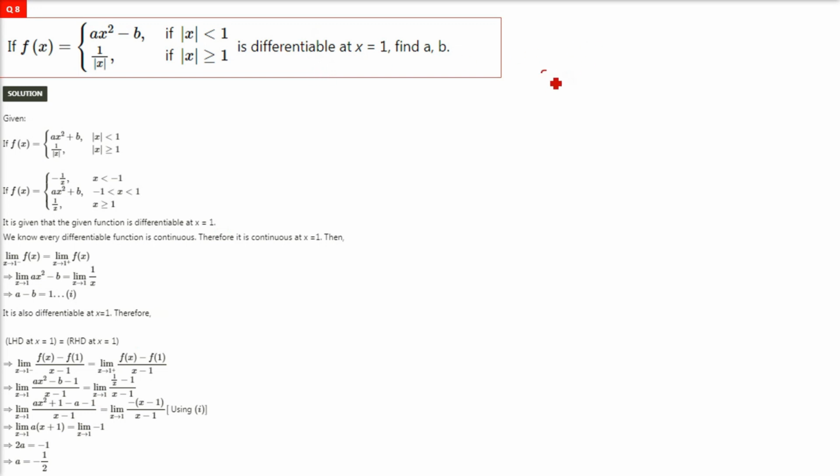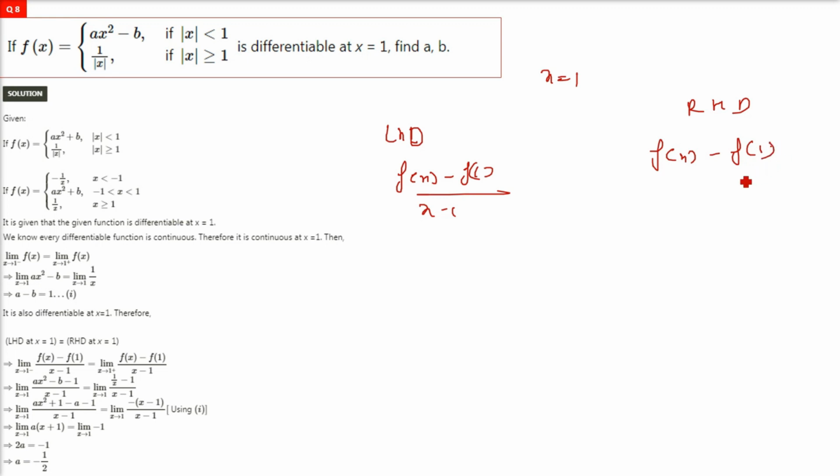Now coming to the differentiability, we have just checked for the continuity. Let us check for the differentiability. So we will try to find out the left hand derivative and the right hand derivative. f of x minus f of 1 divided by x minus 1, because x equals 1 is already given in the question.